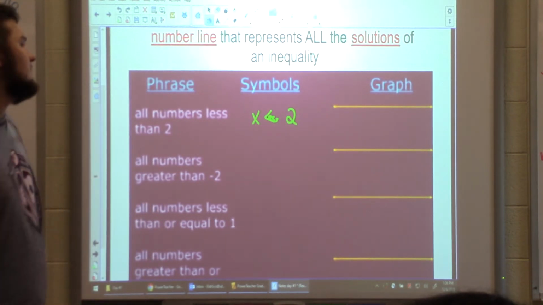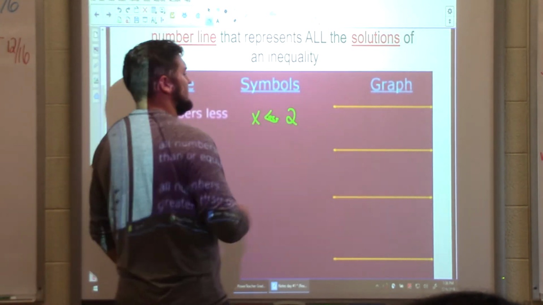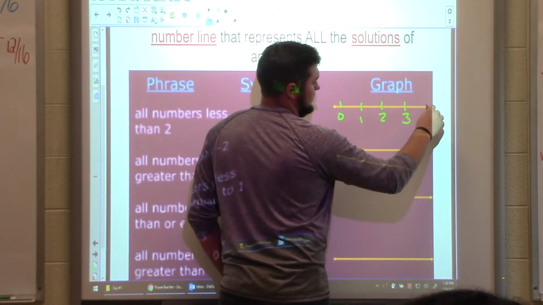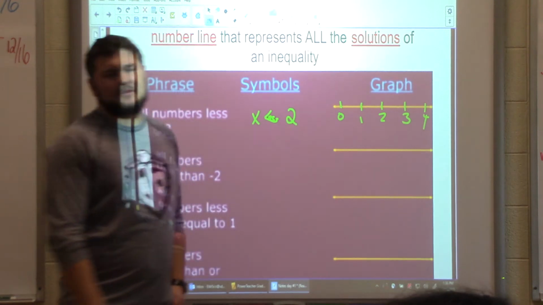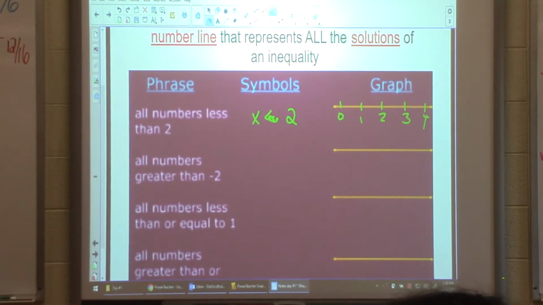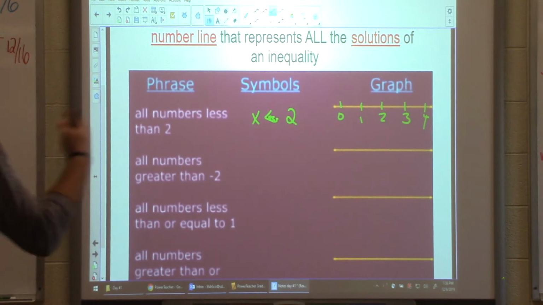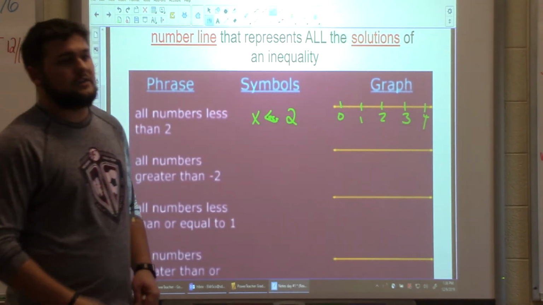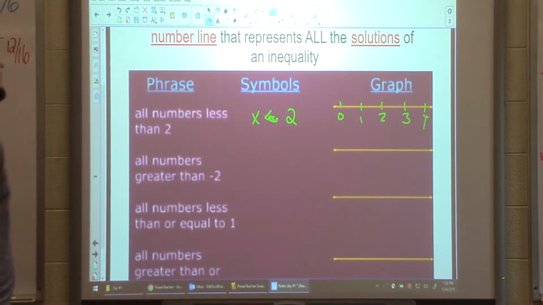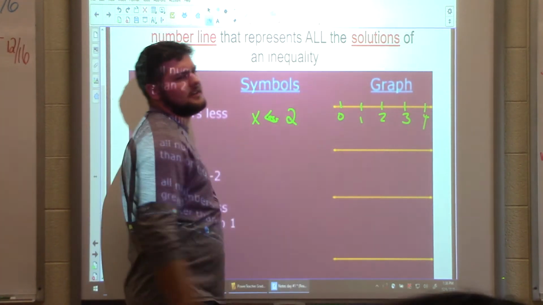If I want to graph that, on my number line I'm going to write 0, 1, 2, 3, 4. Does your graph need to be exactly the same as mine? No, of course not. Does it need to have a set scale? Yes, it needs to go by a certain number, whether it be 1s, 2s, 3s, 4s, whatever it is. And you also need to make sure your endpoints are on the graph. We'll talk more about this in a little bit. So, X is less than 2. How do I put that on the graph?